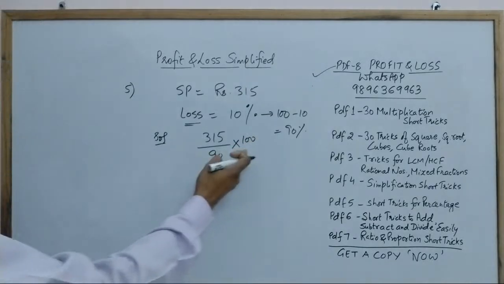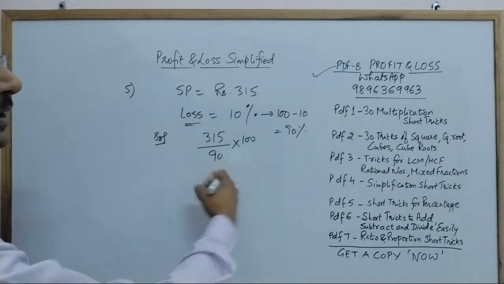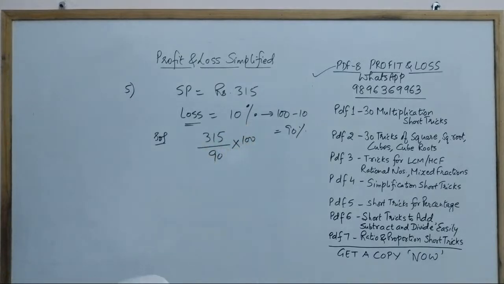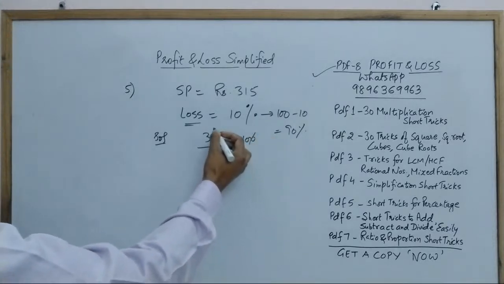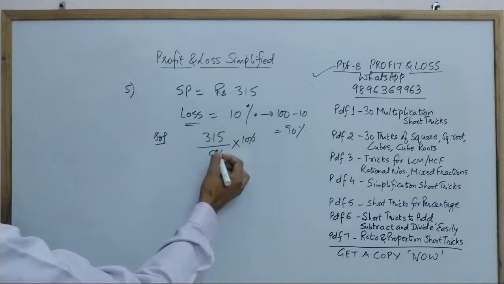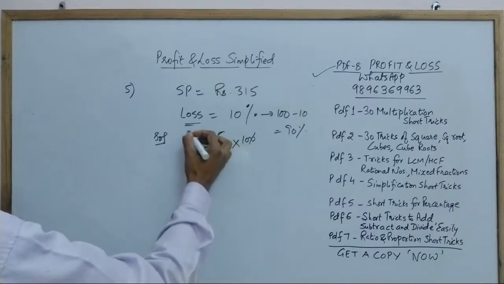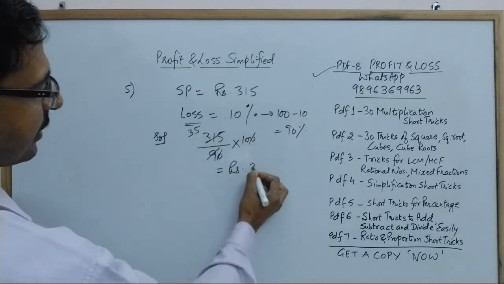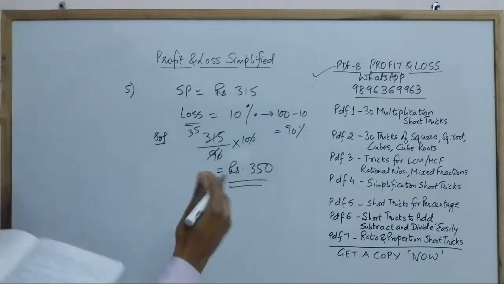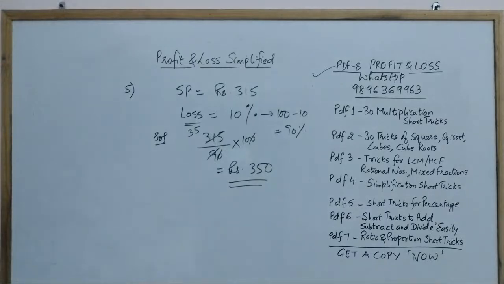So if you divide something by 90%, that 100 will go in the numerator. So 315 upon 90 into 100. So 10 gets cancelled, and 315, 9 3s are 27 and 45 means 5. So 35 into 10 becomes rupees 350, which is indeed the correct answer for this particular question. Now, very interesting to see who got this one correct, and all those who got it wrong, please see the method which I have done on the board, friends. This is not something you commit a mistake in.